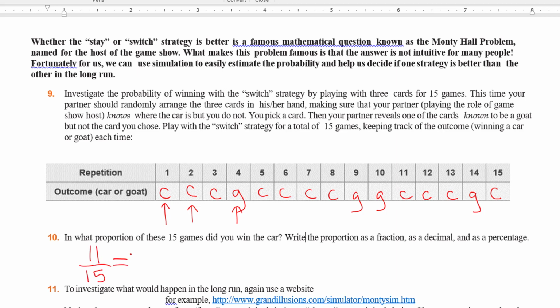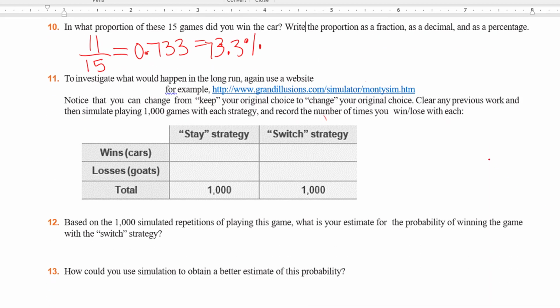So that's 11/15ths of the games are won, which is 0.733 as a decimal, or 73.3% of the games. We're trying to understand that probability is a long-run proportion of times that success would occur. So 15 is not necessarily a long-run proportion. We'd like to play the game maybe 1,000 times, 10,000 times, and try to understand what proportion of the times was the car won in the long run. So again, we can use this computer simulator to try to answer that question.